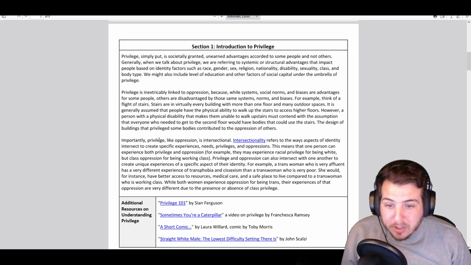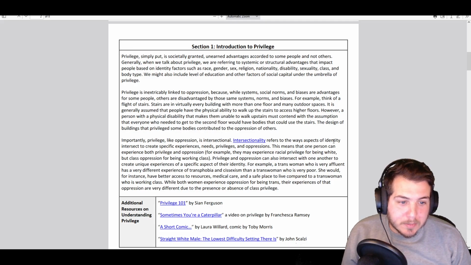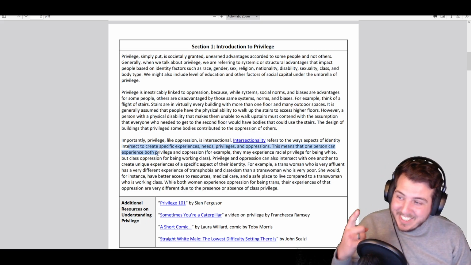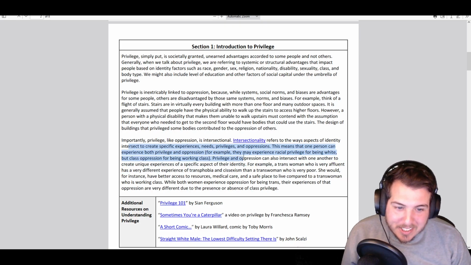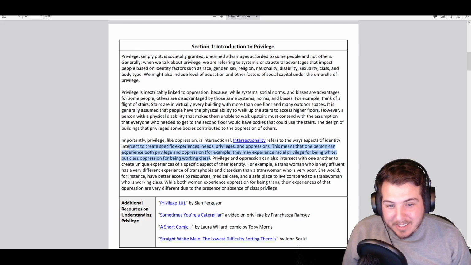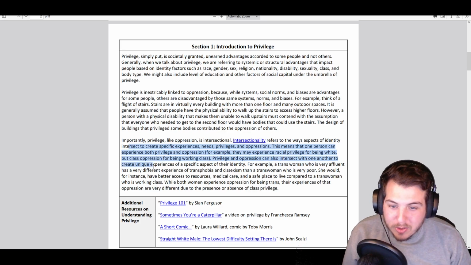It goes on to say, importantly, privilege, like oppression, is intersectional. Intersectionality refers to the ways aspects of identity intersect to create specific experiences, needs, privileges, and oppressions. This means that one person can experience both privilege and oppression. For example, they may experience racial privilege for being white, but class oppression for being working class. Privilege and oppression can also intersect with one another to create unique experiences of a specific aspect of their identity.